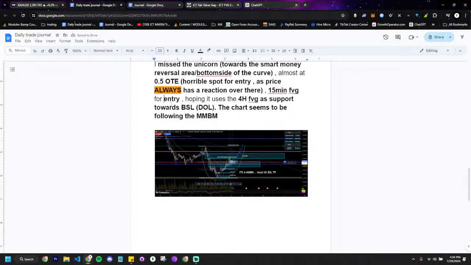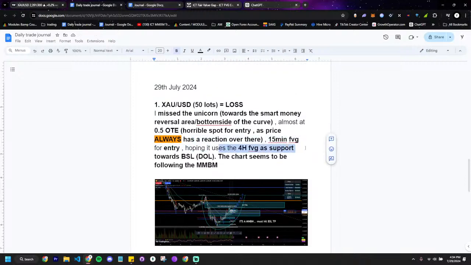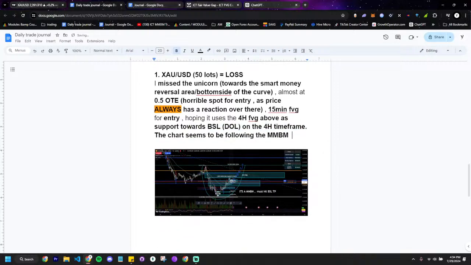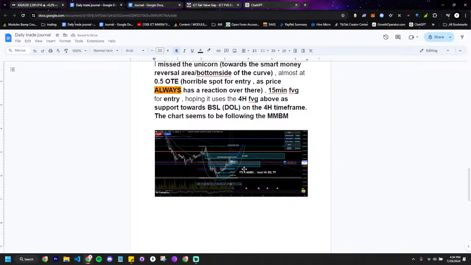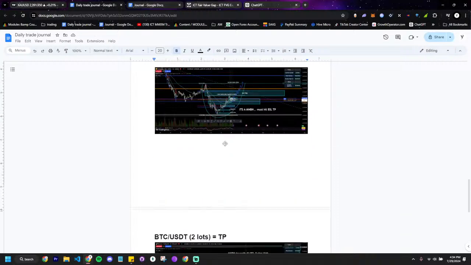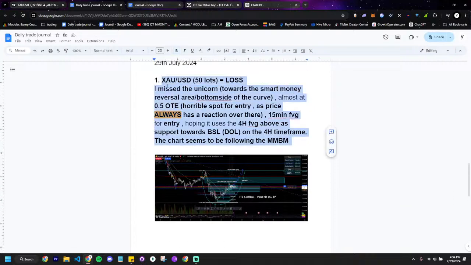15-minute fair value gap for entry, hoping it uses the fair value gap above, the 4-hour fair value gap above as support towards buy side liquidity on the 4-hour time frame. The chart seems to be following the market maker buy model over here, which was a loss. Why? Because it was a scalp trade. I gotta understand this in depth.